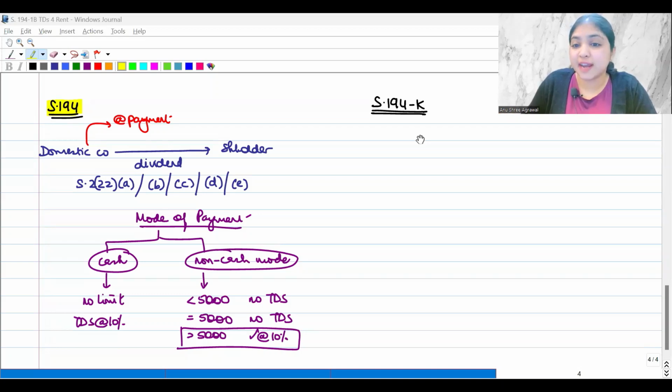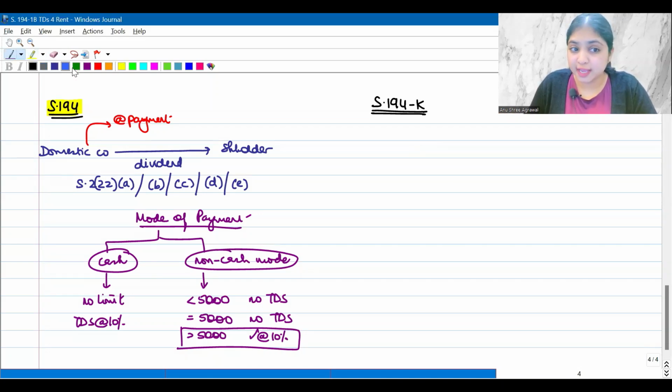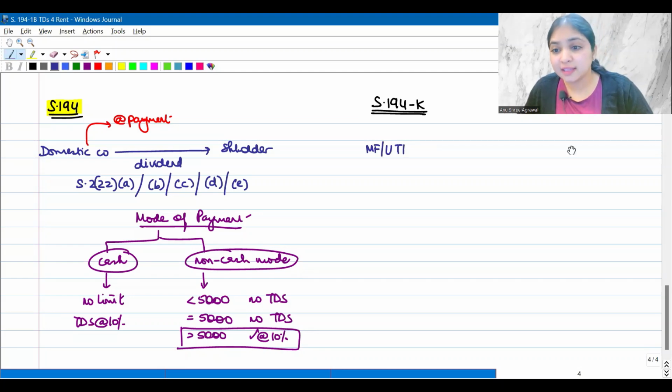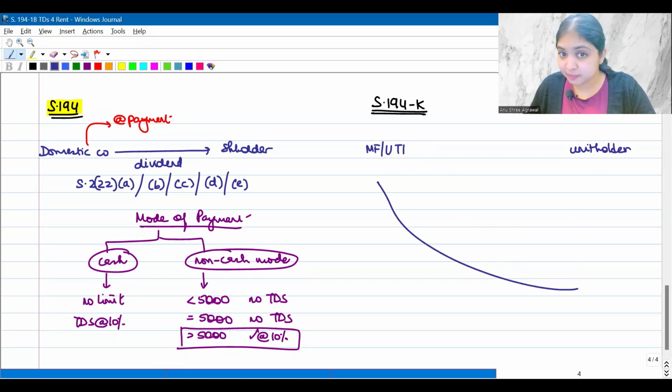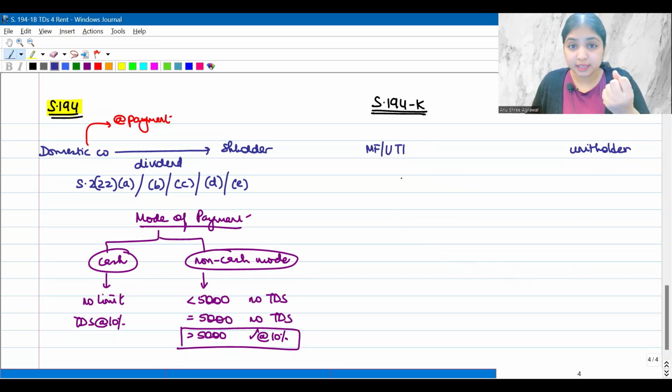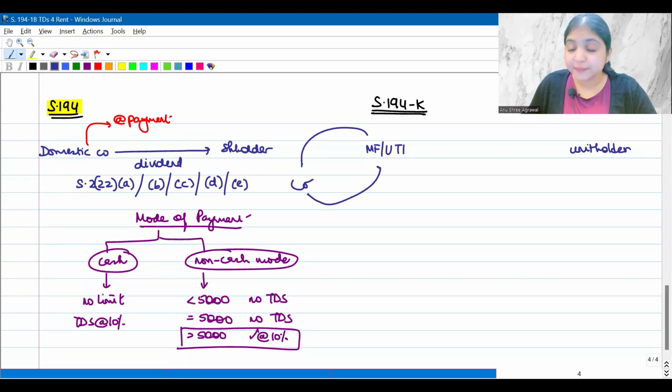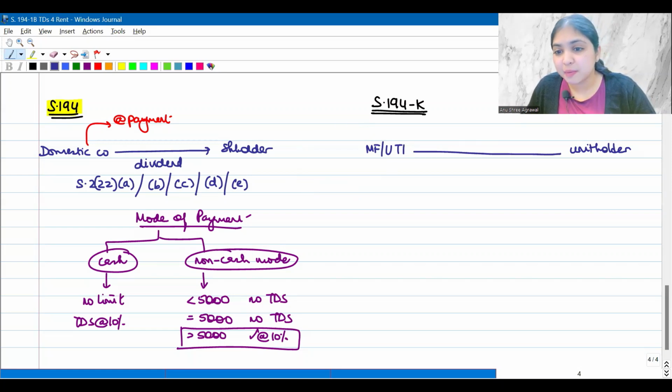Now coming to section 194K. Under 194K, we are talking about, on one side, mutual fund or UTI, and on the other side, the unit holder. See, let us say I have given some money to the mutual fund. Like me, multiple other people have invested money in the mutual fund, and the mutual fund is going to pool in all our money and buy shares of other companies. Then those other companies in which the mutual fund is investing our money will give dividend to the mutual fund. The mutual fund will keep some income with itself, and then it will pass on some of the income to the unit holders.